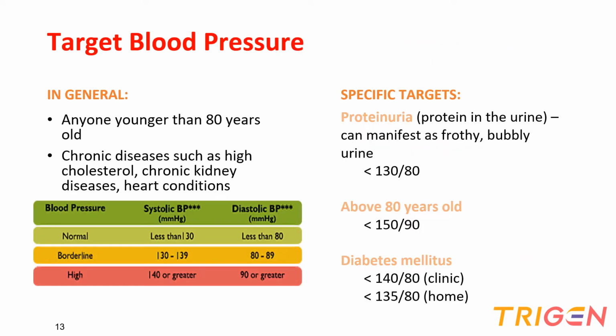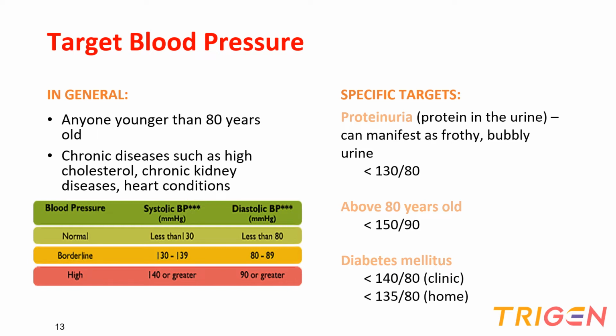In general, a target blood pressure for people younger than 80 years old and/or those with other chronic diseases such as high cholesterol should aim for a systolic blood pressure less than 130 and a diastolic blood pressure of less than 80. There are specific targets for people with certain symptoms or medical conditions.